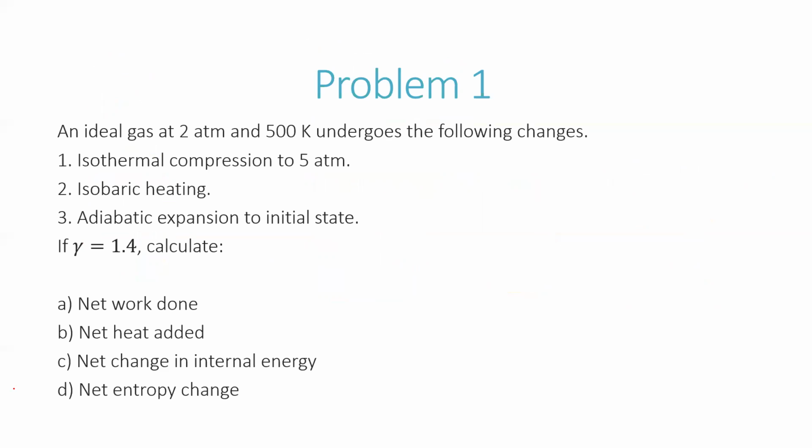An ideal gas at 2 atm and 500 Kelvin undergoes the following changes: isothermal compression to 5 atm, isobaric heating, adiabatic expansion to the initial state. If gamma is equal to 1.4, calculate all these things. This is a very simple problem, but it involves quite a lot of steps. As we already discussed in the previous few videos, the first step is always to draw a PV diagram. We need our PV diagram for this process.